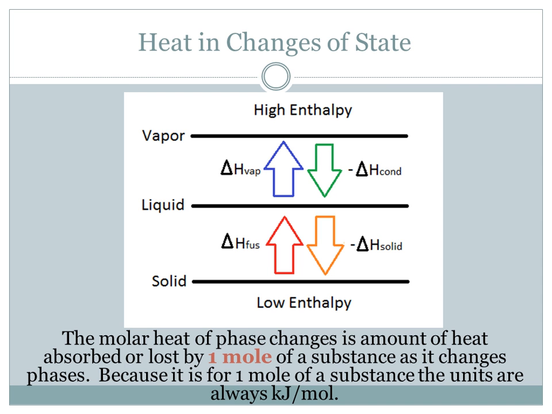These are also called the molar heats of whatever phase change we're looking at. The molar heat of fusion, the molar heat of vaporization, and so on and so on. And it's the amount of heat absorbed or lost by 1 mole of a substance as it changes phases. And that's specifically 1 mole. And because it's for just 1 mole, the units are always in kilojoules per mole, not just straight up kilojoules.